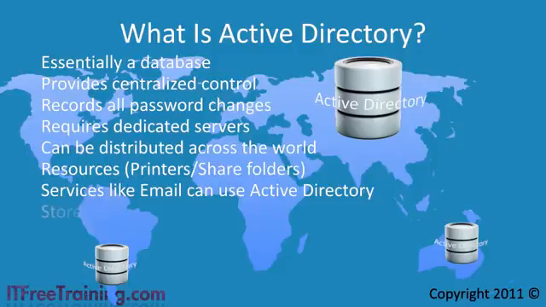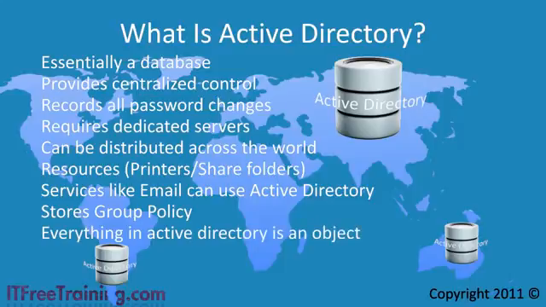Finally, Active Directory stores group policy settings. Group policy allows you to make centralized changes to computers on your network quickly and easily. There may seem to be a lot to Active Directory already, but just remember that Active Directory is a database. Everything in the Active Directory database is an object. In Active Directory, everything is an object, regardless of whether it is a user account, group policy, or a printer. Active Directory is essentially a database that holds objects.